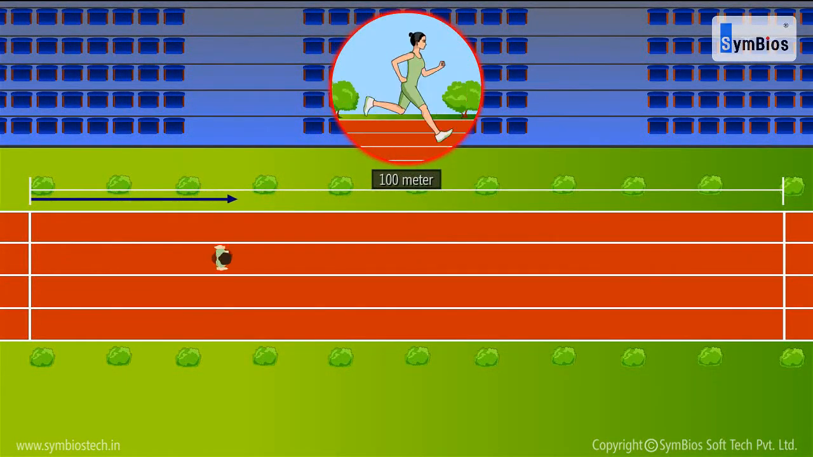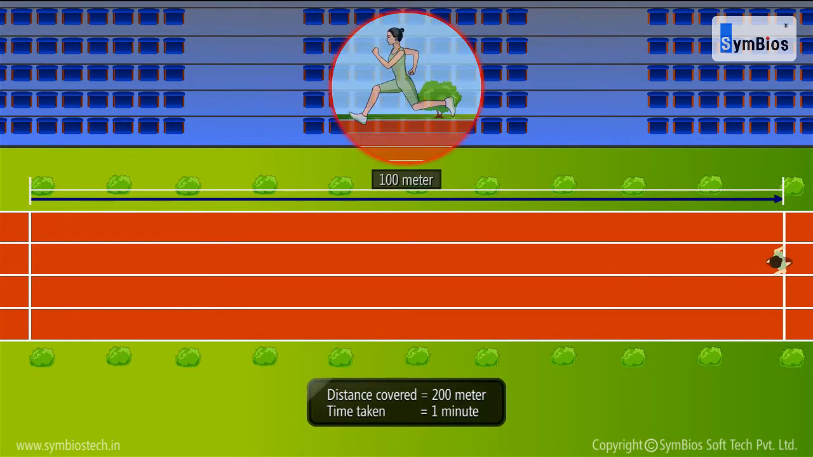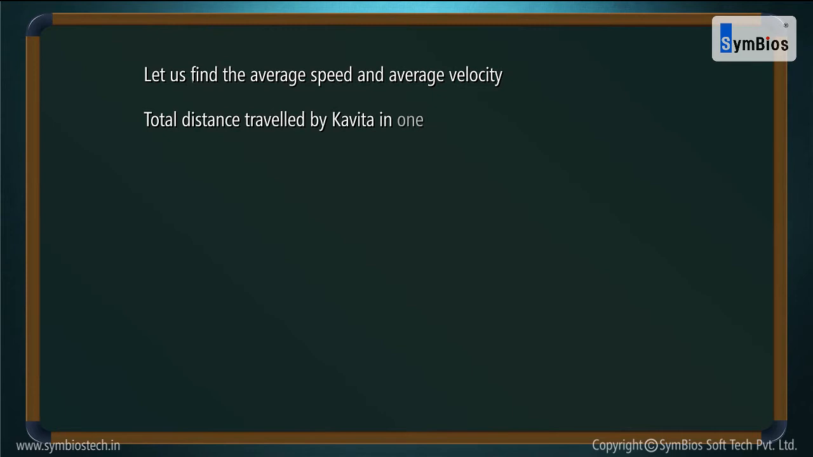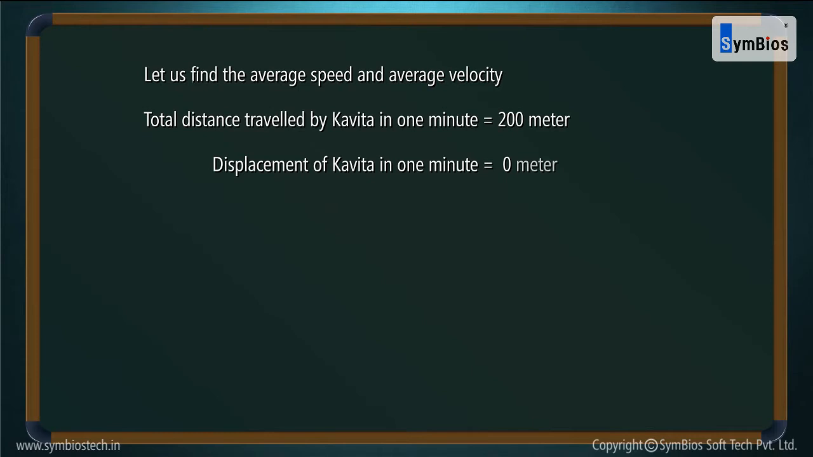Example: Kavita runs on a 100-meter long track and she covers a distance of 200 meters in 1 minute by running from one end to the other end and back along the same path. Let us find the average speed and average velocity. Total distance travelled by Kavita in 1 minute is 200 meters. Displacement of Kavita in 1 minute is equal to 0 meters.